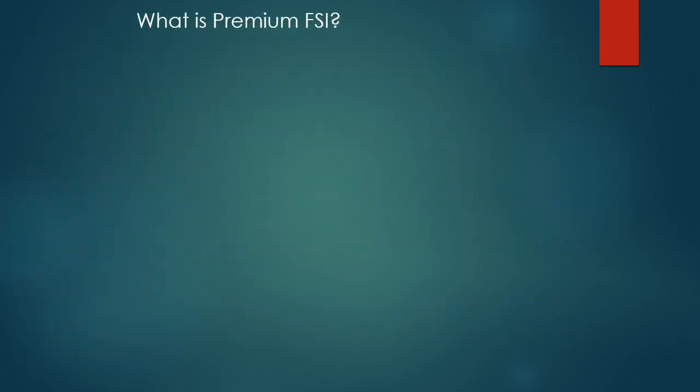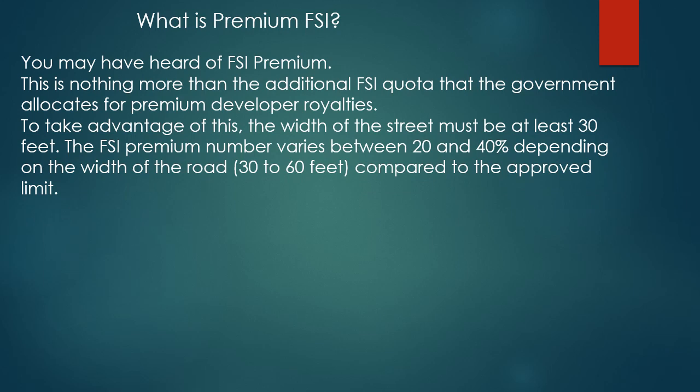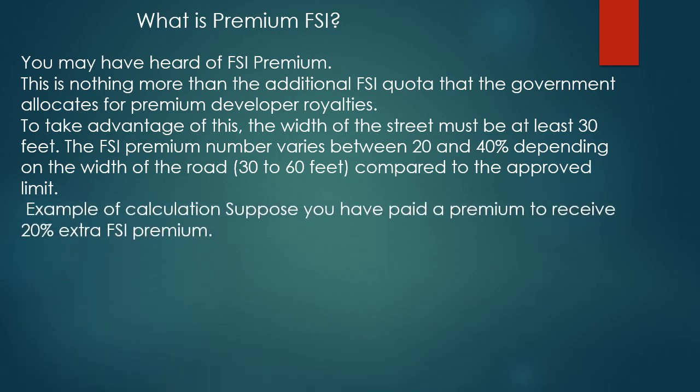What is premium FSI? You may have heard of FSI premium. It is nothing more than an additional FSI quota the government allocates for a premium paid by developers. To take advantage of this, the width of the street must be at least 30 feet. The FSI premium varies from 20 to 40% depending upon the width of the road, that is 30 to 60 feet, compared to the approved limit.